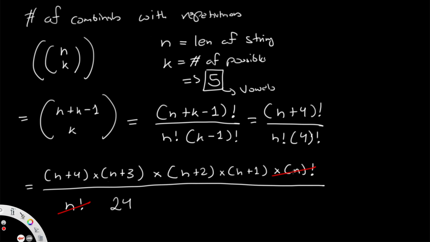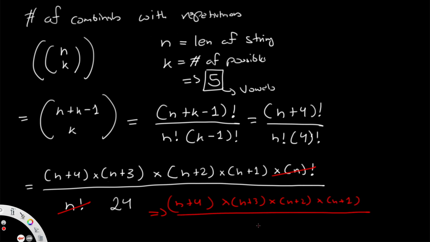So now this is the formula that we have. I'm not going to actually code it out. It's really simple. All you need to do is just plug in this formula and it will give you the answer, okay? In this case, all you're going to plug in is n plus 4 multiplied by n plus 3 multiplied by n plus 2 multiplied by n plus 1. All of that divided by 24 is going to give you the final answer, okay?